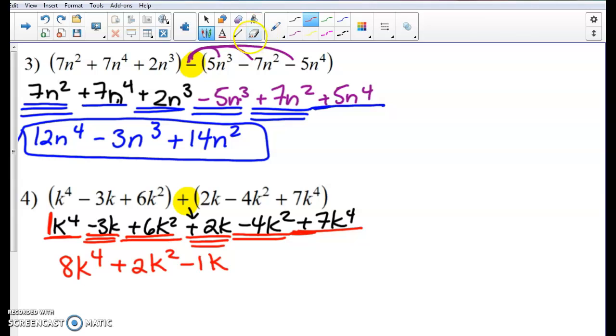We've talked about this before. You don't actually have to show that 1 if you don't want to. And we're all done. That finishes up combining like terms and adding and subtracting polynomials. Be sure to show all your work on your practice. Thank you.